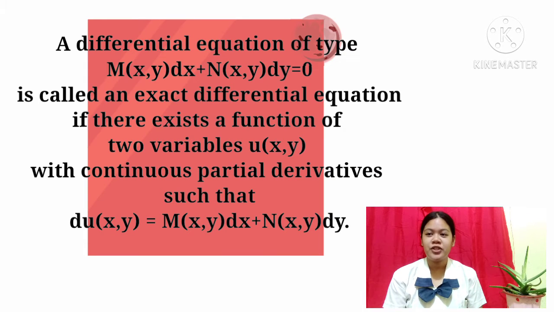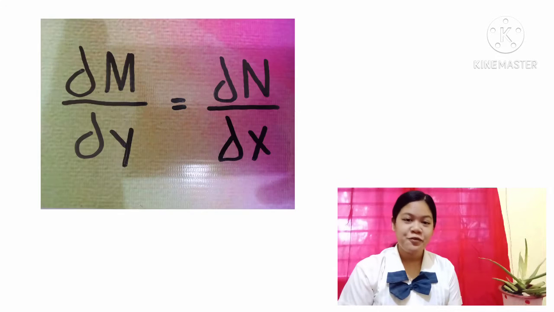A differential equation of type M as a function of x and y dx plus N as a function of x and y dy equals 0 is called an exact differential equation if there exists a function of two variables, u as a function of x and y, with continuous partial derivatives such that du of x and y is equal to M as a function of x and y dx plus N as a function of x and y dy.